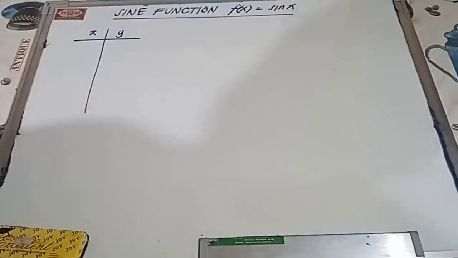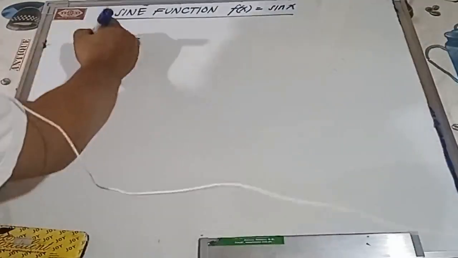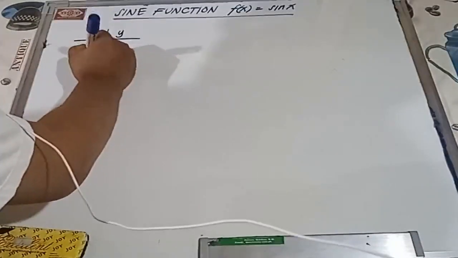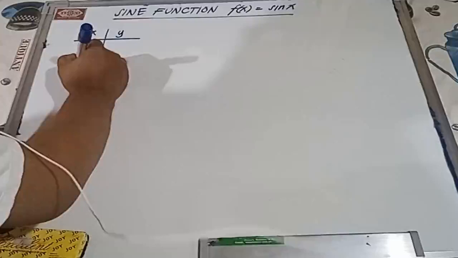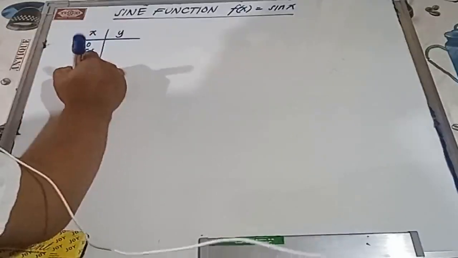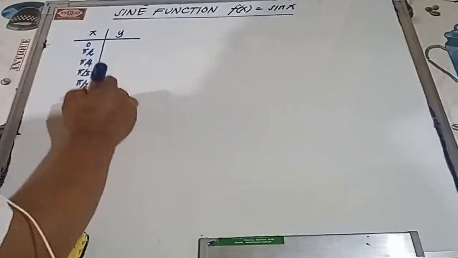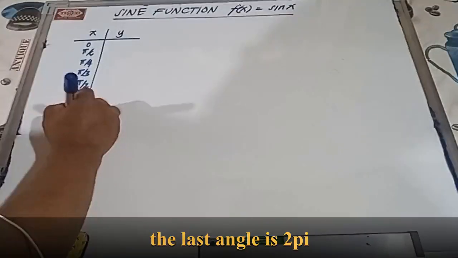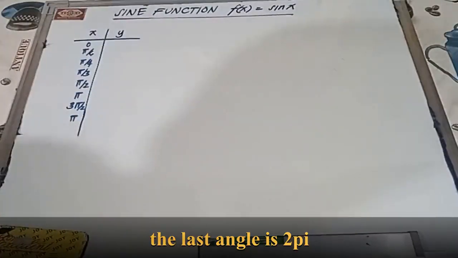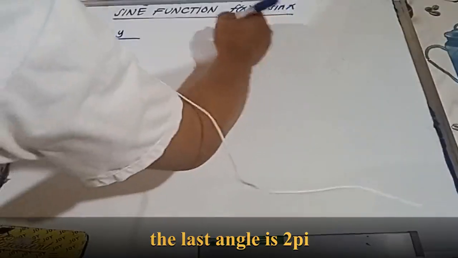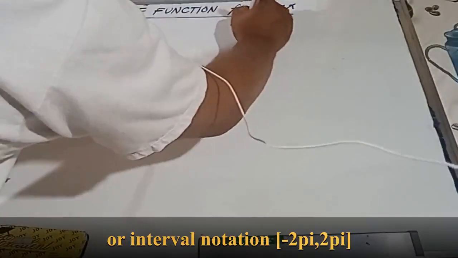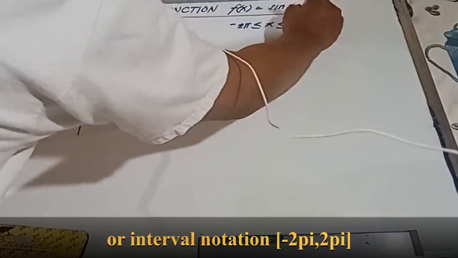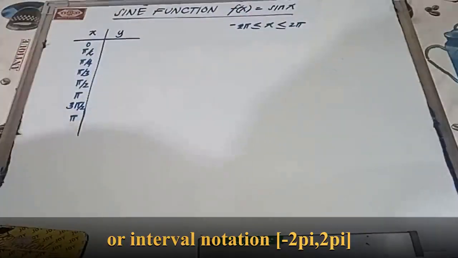So maglagay tayo ng mga values ni x in radian. Starting dun sa 0, pi over 6 is 30, pi over 4 is 45, pi over 3 is 60, pi over 2 is 90, pi, and then what else? 3 pi over 2 is 270, and 2 pi. Ngayon, kuha tayo ng values of x na ilalagay natin from negative 2 pi less than or equal to x, less than or equal to 2 pi. So, yung kinuha ko muna yung other half.